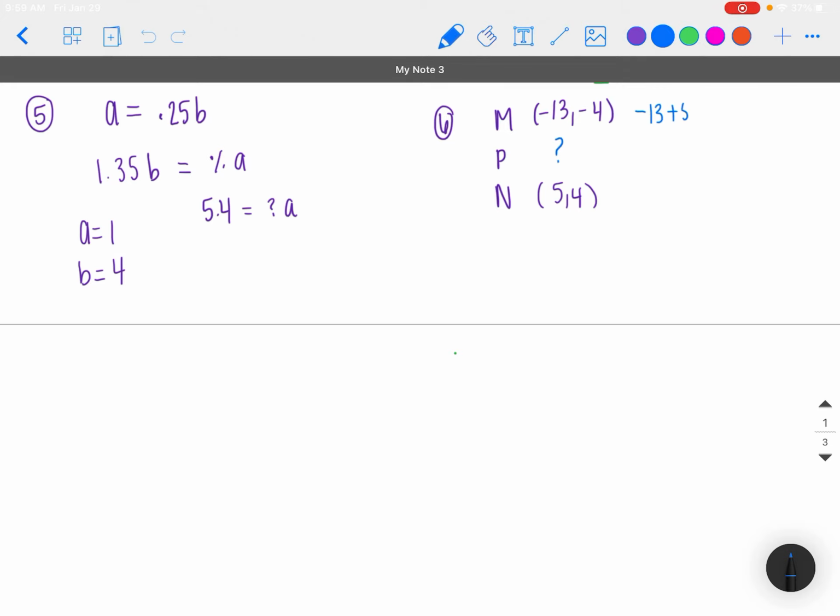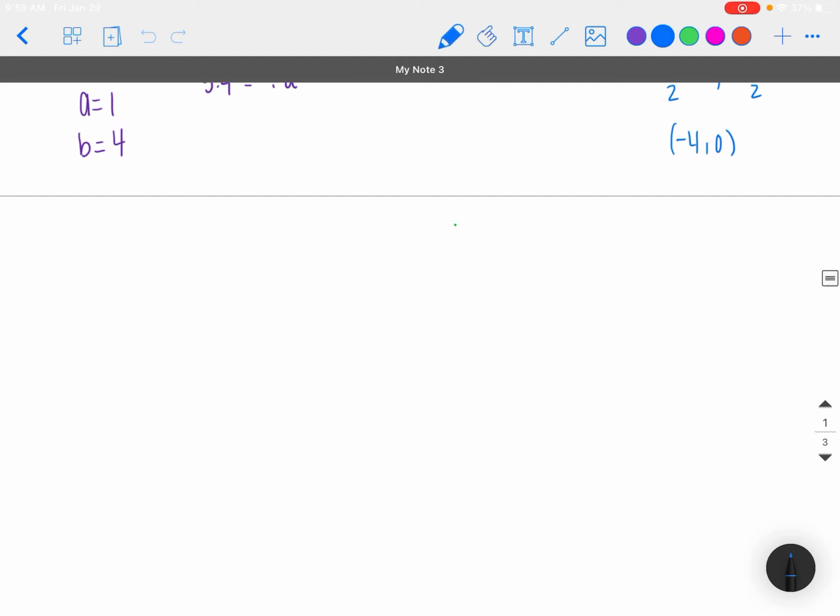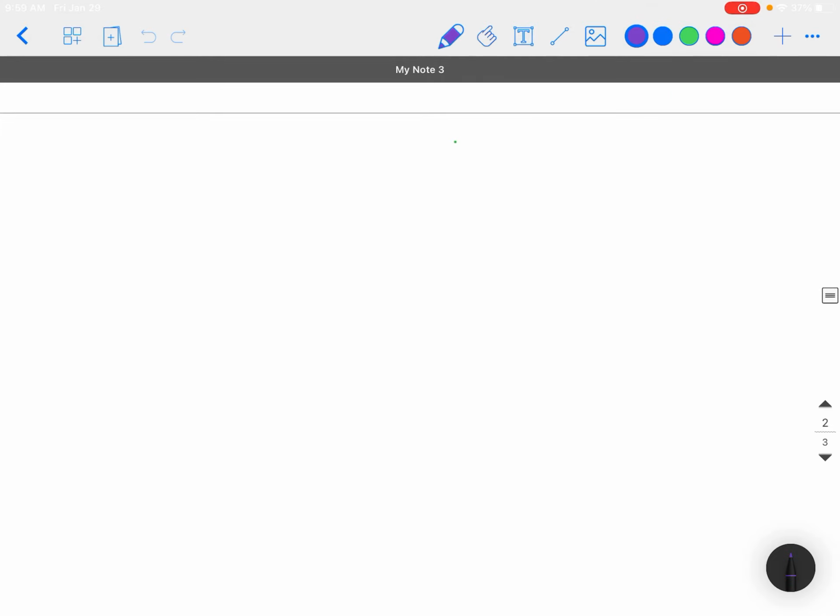So we do -13 plus 5 divided by 2, and -4 plus 4 divided by 2. So that would be -8 over 2 and 0 over 2, which is -4, 0. And it's asking for the x-coordinate, which was -4. All right. Number 7.